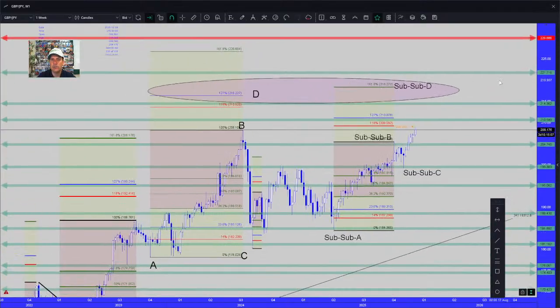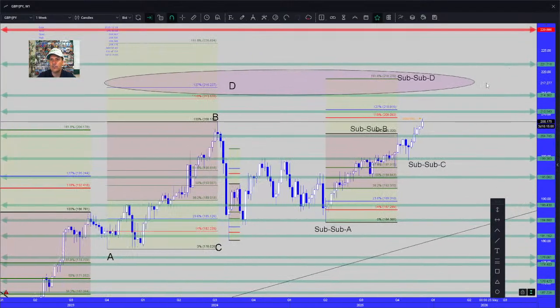Okay, if you'll be so kind, everybody, check your charts and type in the chat if you have the same original Fibonacci as I do, and type in the chat if you have the same confirmation Fibonacci as I do. And there is no right or wrong in charting.